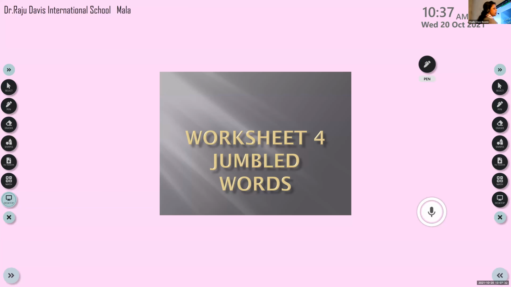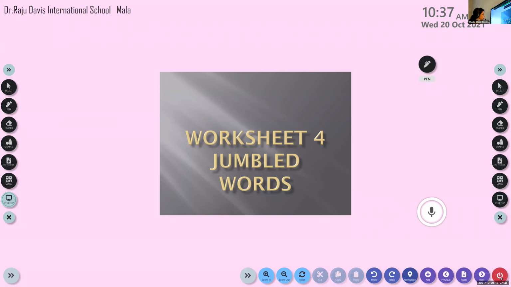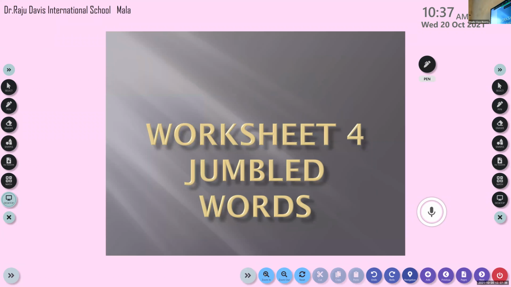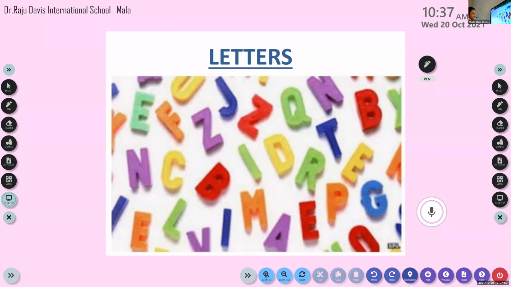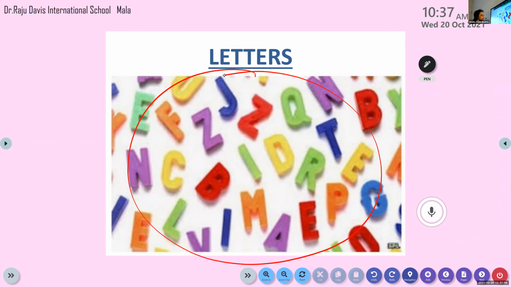Okay. And which page number? Page number is 14. Come on. So we are in worksheet 4, jumbled words. All of you, please turn to page number 14. Worksheet 4. Good. So, are we not familiar with these letters, my dear children? What are these letters? These are the letters in the English alphabet. And we know that there are 26 letters in the English alphabet.